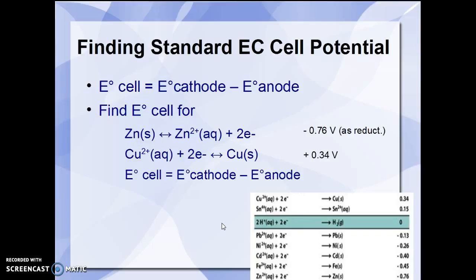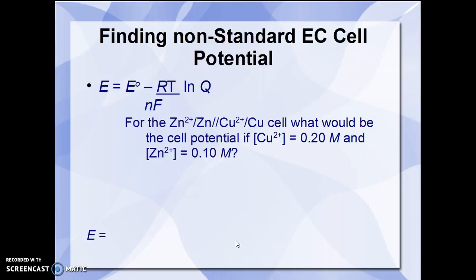If we use the formula we see at the top of the page, what we end up doing is adding 0.76 to 0.34 because we're subtracting a negative number, and we get 1.10 volts as the full cell potential. The second type of problem that we would want to do is finding a non-standard electrochemical cell potential. And here we use the Nernst equation.